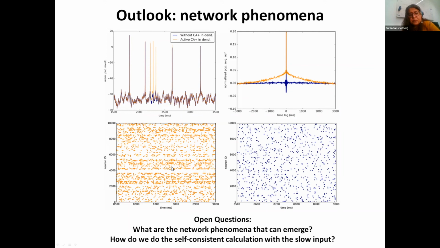So this poses an open question. I personally don't know how to solve it, but I think it's a very important question to tackle. How do we do self-consistent calculations with slow input? Here the input fluctuates on a time scale of the order of the time scale of fluctuation of the single cell, so we cannot use the separation of time scales technique that I have presented.